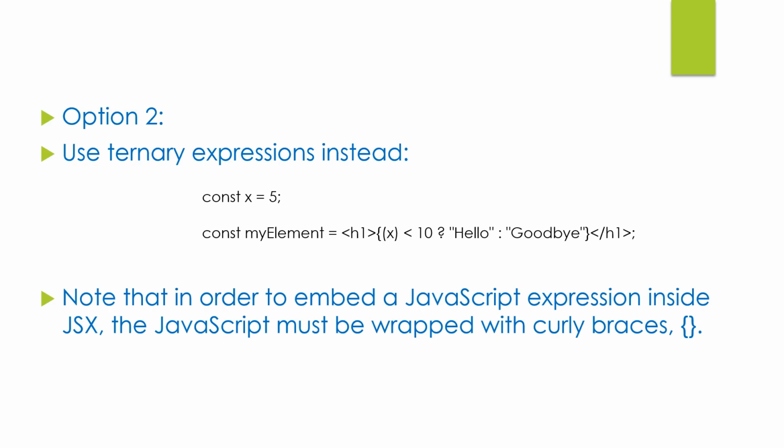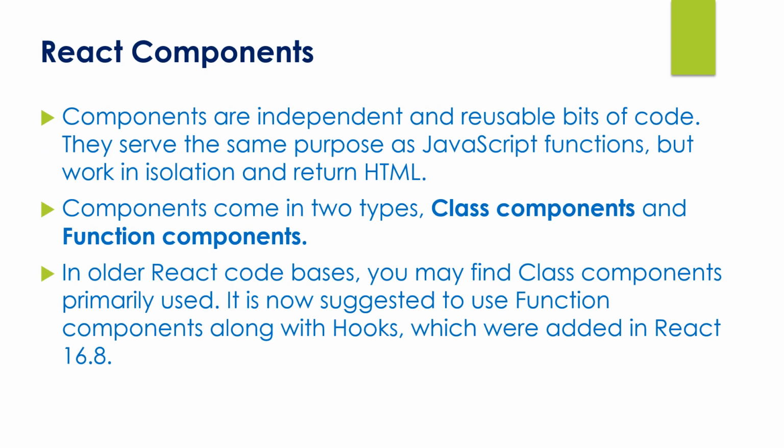Coming to option 2, we can use the ternary expressions in JSX. So here the previous example can be represented like this. Constant x is equal to 5, constant myElement equals h1 tag. So here we are using the ternary expression. If x is less than 10, hello will be printed. If x is not less than 10, goodbye will be printed. So note that in order to embed a JavaScript expression inside JSX, the JavaScript must be wrapped with curly braces.